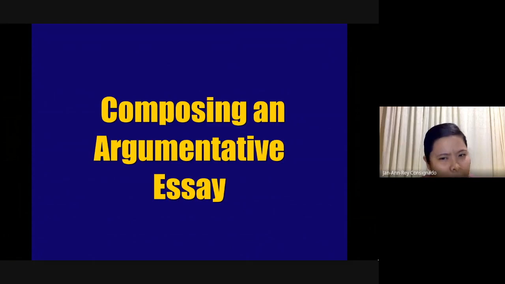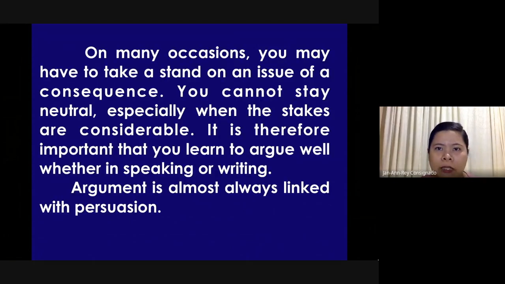Now, composing an argumentative essay. On many occasions, you may have to take a stand on an issue of consequence. You cannot stay neutral, especially when the stakes are considerable. It is therefore important that you learn to argue well, whether in speaking or writing. Argument is almost always linked with persuasion.